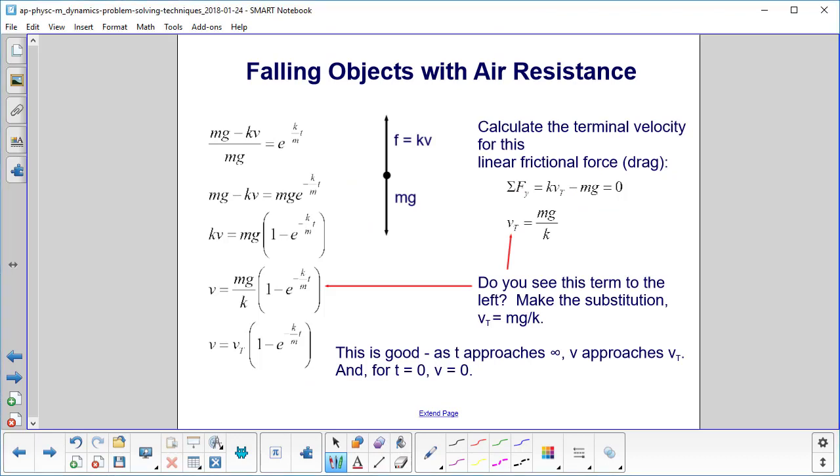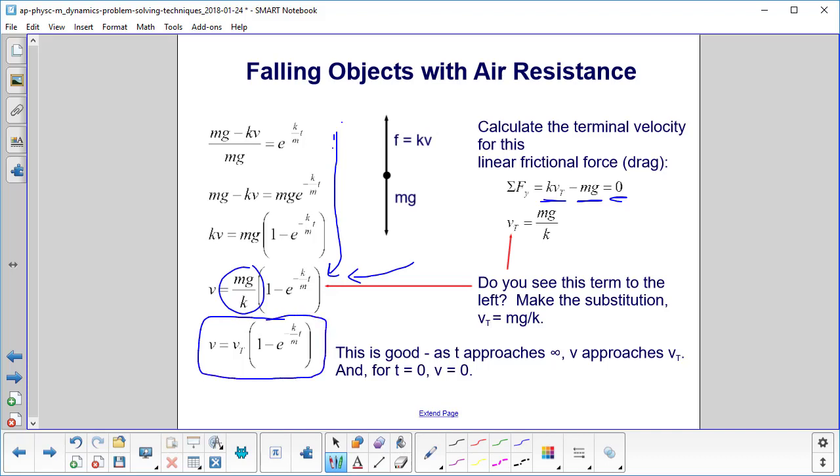Now we're just going to use some algebra and keep going down from the top until we get to this point here, where v is equal to mg over k times (1 minus e to the minus k over m times t). So let's look at that term that we just pointed to. If we wanted to calculate the terminal velocity for this linear frictional force, or drag, we would sum up the forces, which is kv_t minus mg equals 0, because when acceleration is equal to 0, you have your terminal velocity. We find that the terminal velocity is mg over k, which is this term here. So we can rewrite this now for our final answer as this.